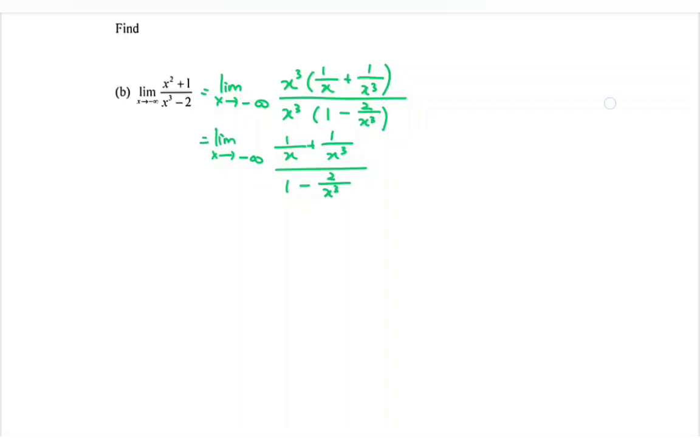If we substitute, we will obtain 0 in the numerator terms and 0 in the denominator's second term. So finally, the limit as x approaches negative infinity, we will have 0 over 1, so the value of y will be approaching 0. This we can call a horizontal asymptote, y equals 0.